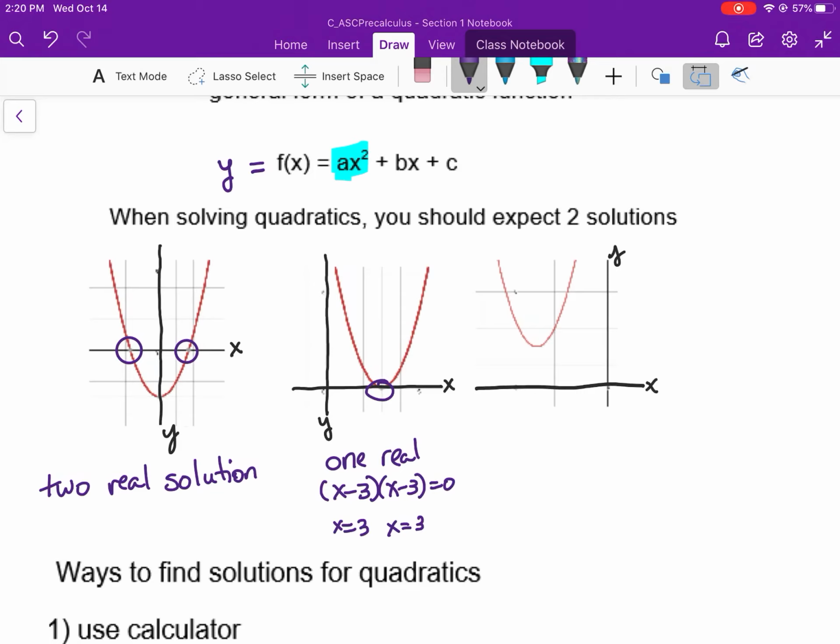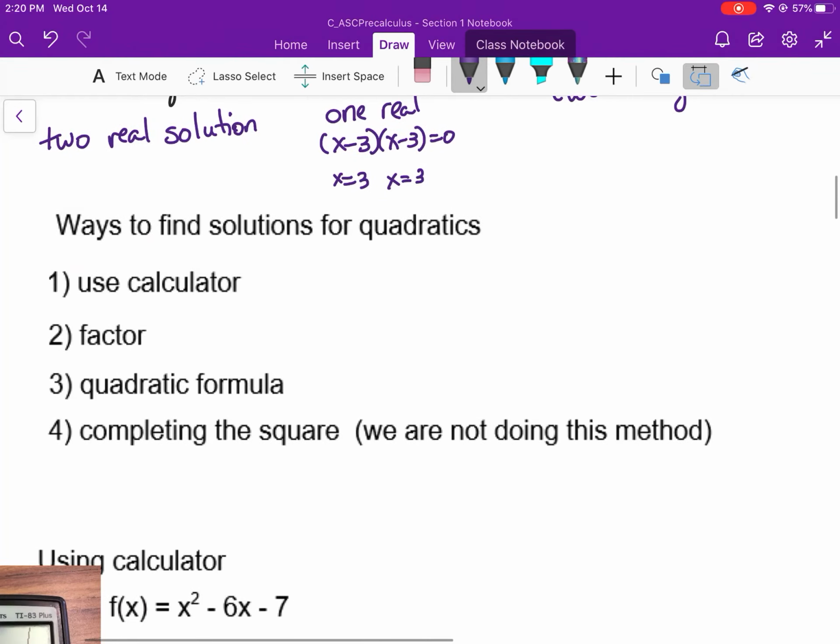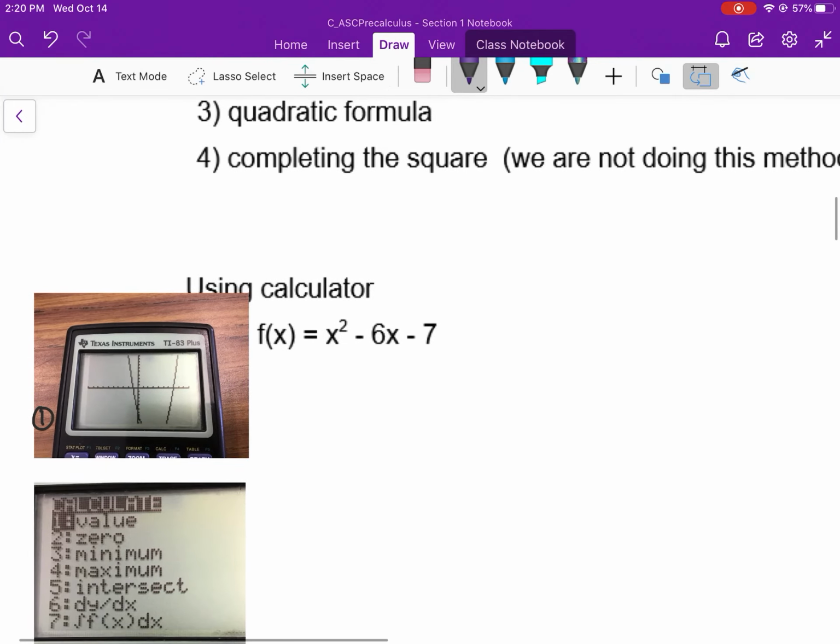And then you have one that's well above the x-axis, and this is where you have two imaginary roots because it doesn't cross the x-axis at all. So those are imaginary. We're only going to use 3 methods to find the solutions, or the roots, or the zeros for a quadratic function. We're going to use our calculator, and I'm going to try to step you through that with some awesome pictures I just took. We're going to factor, and we're going to use the quadratic formula. If you want to do completing the square, you can. That's in your book, but I'm not going to talk about it.